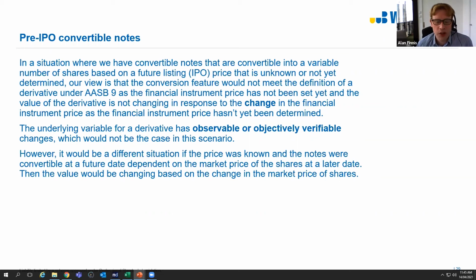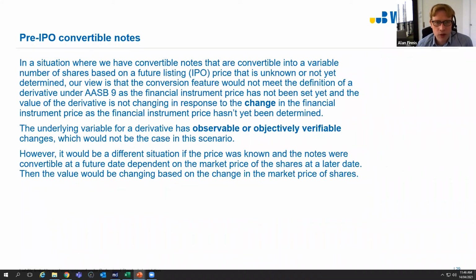So when we enter into a pre-IPO convertible note, and a lot of people do this due to the fact that they need some seed capital raised prior to the IPO, if the note converts on the IPO date, then there's no embedded derivative because it doesn't meet the definition of a derivative under AASB 9.